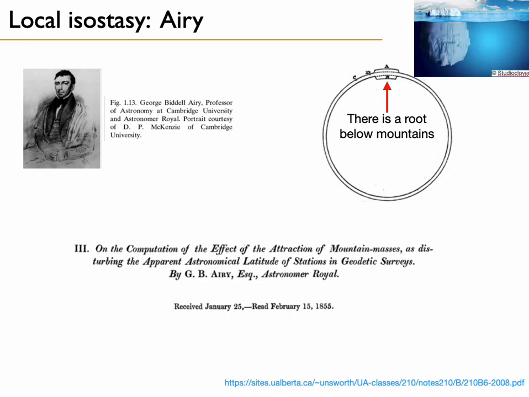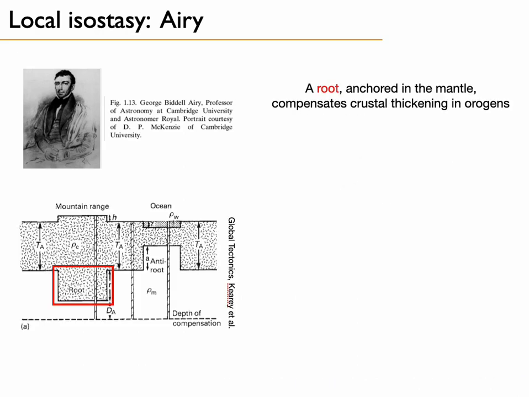And now that may start to recall you this image of the iceberg with the root. So that's a completely different picture than the Pratt model. So now we go back to this type of sketch. You see a crust of normal thickness. The adjacent block here has a topography, and now it features a root which is anchored in the mantle. So next to this material is directly mantle.